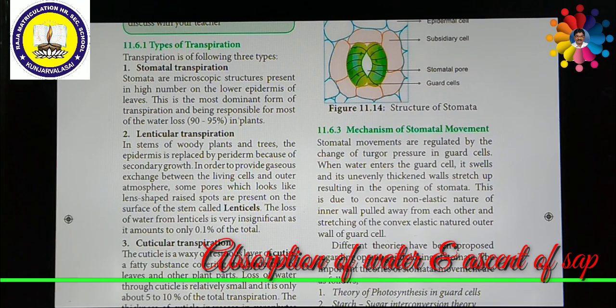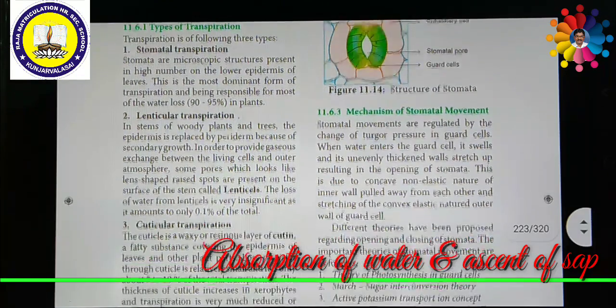Around 90 to 95% of the water in a plant will be evaporated through only the stomata. But only 0.1% of water will be transpired through lenticular transpiration. And the third one is cuticular transpiration.